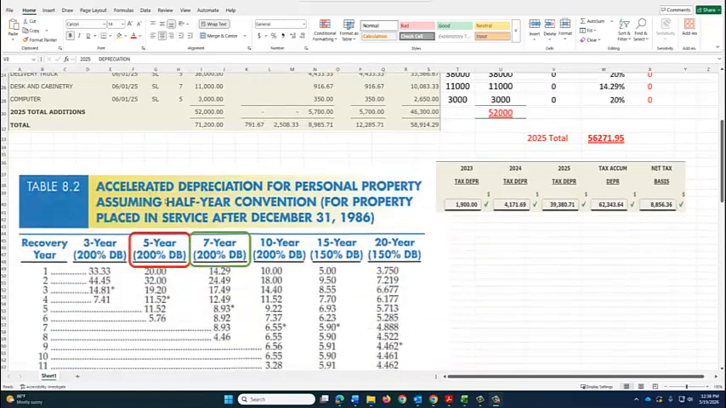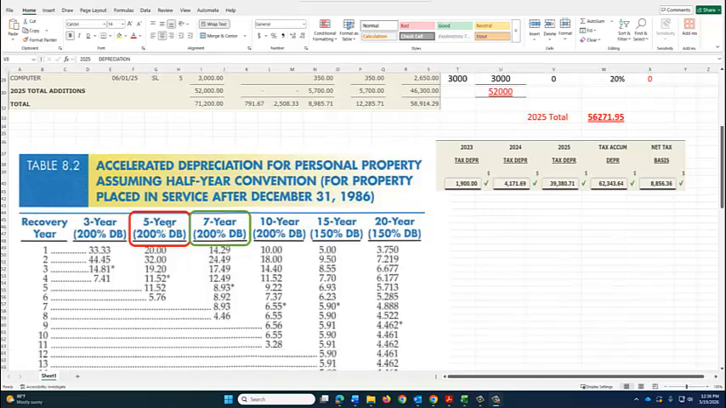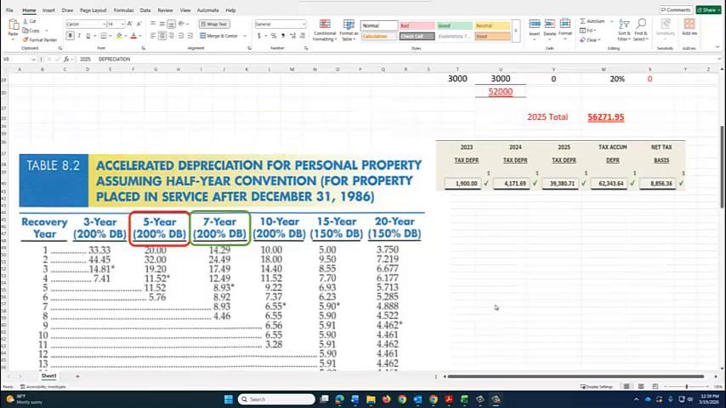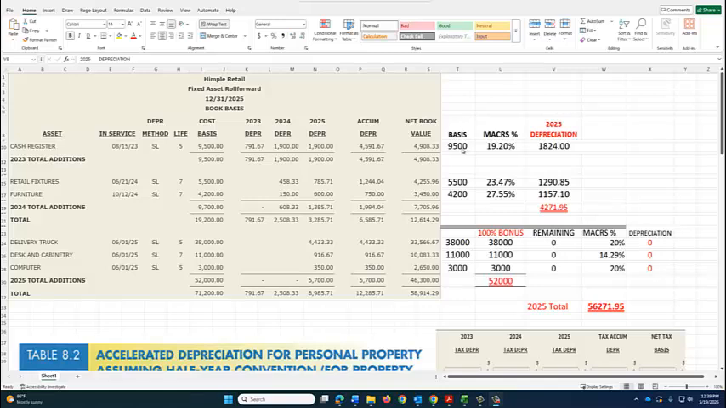table 8.2 for the half-year convention for 5-year property. And we're going to go down to year 3, over to 5-year property, and the percentage is 19.2%. So the $9,500 basis that we're given times the 19.2% will give us 2025 depreciation on the cash register of $1,824. Now we're going to move down to the 2024 assets.